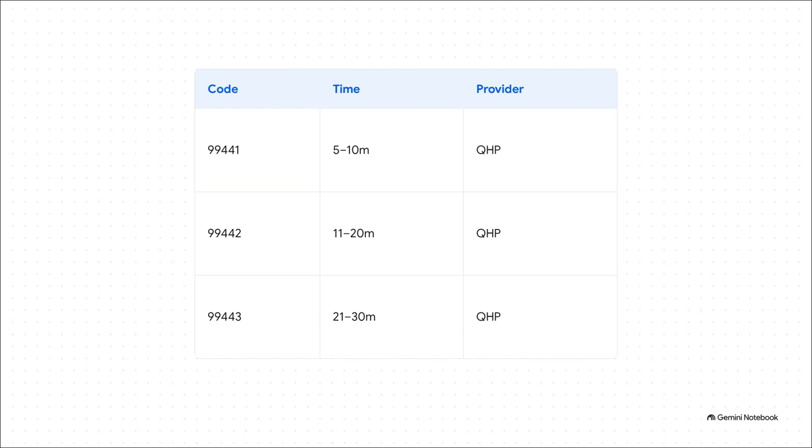For 5 to 10 minutes of medical discussion, you're going to report 99441. If that call extends to 11 to 20 minutes, it's 99442. And for a 21 to 30-minute deep dive over the phone, you report 99443. Keep in mind, services consisting of less than 5 minutes of medical discussion are simply not reported.